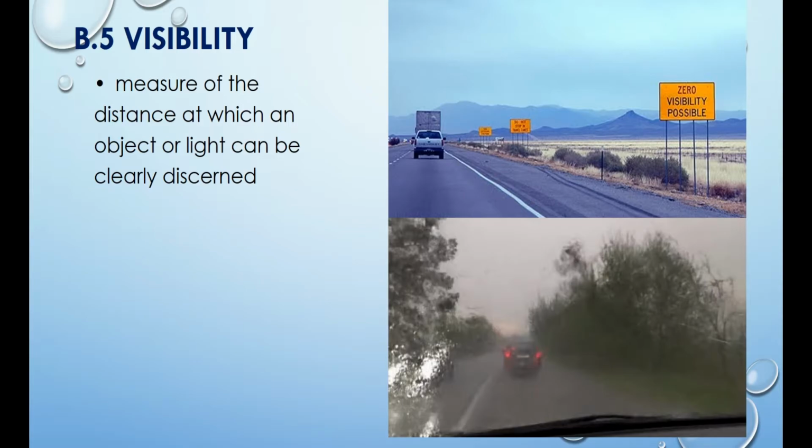Next is the visibility. Visibility is the measure of the distance at which an object or light can be clearly discerned. It affects all forms of traffic such as road, sailing, aviation. If you have heard it said when the rain is heavy or the environment is really foggy, they say zero visibility, meaning they cannot make out anything, zero visibility.